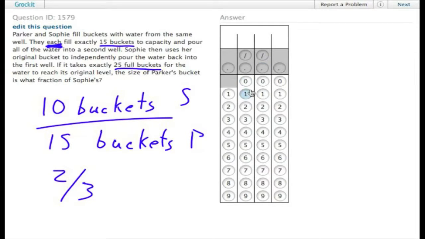It's a little bit tough to pick up the right clues in this question, that they both filled it up and that these 15 buckets that she put from the first to the second well are going to be canceled out by the ones that she took from the second to the first well. Then you just notice that it's 10 buckets to get it back to where it was. That means it took 10 buckets to fill it back to where Parker's buckets were taking out, and then it's just the simple fraction of 2 over 3.